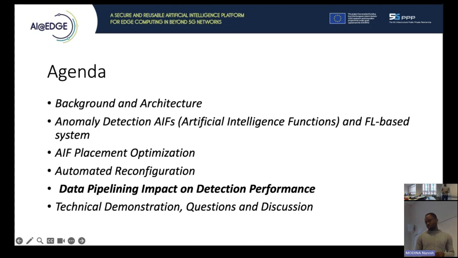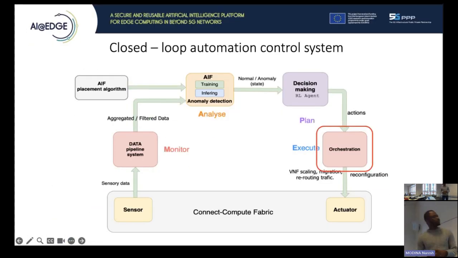So the idea of introducing the data pipeline is we need to bring the data from the data source to the federated learning framework for anomaly detection. So the idea is the federated learning should learn the behavior, the state of the system in real time. That's why we need to bring this data in real time. Then that's why we use the data pipeline system.